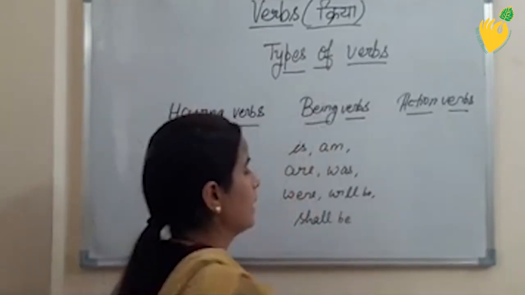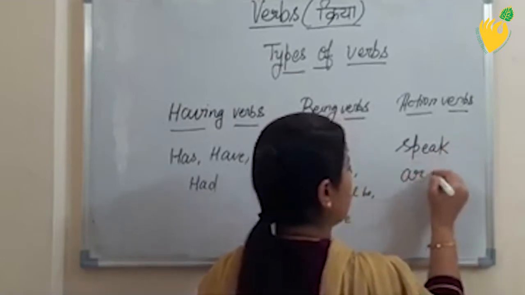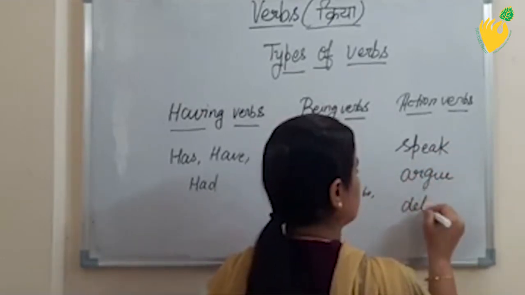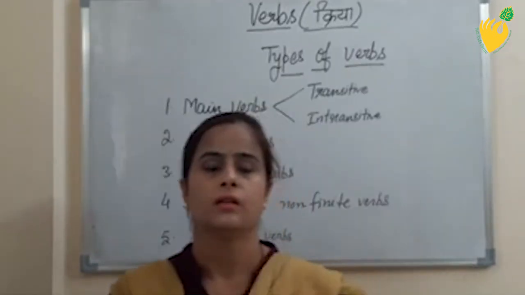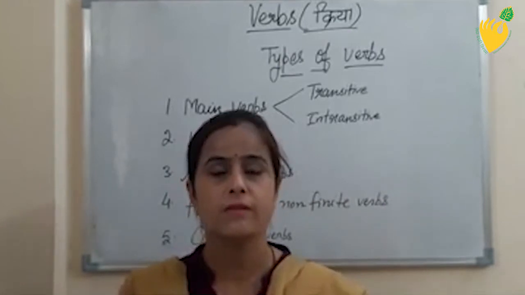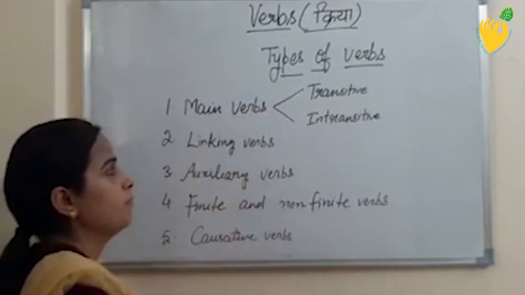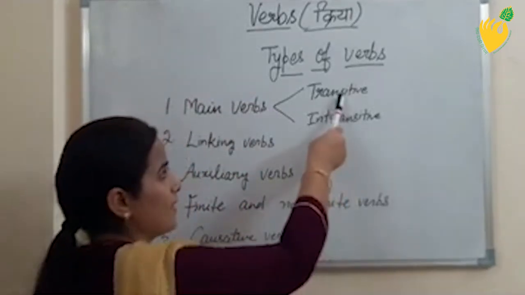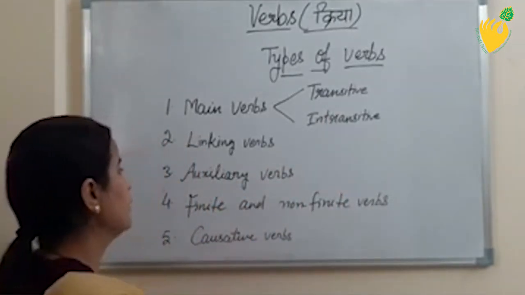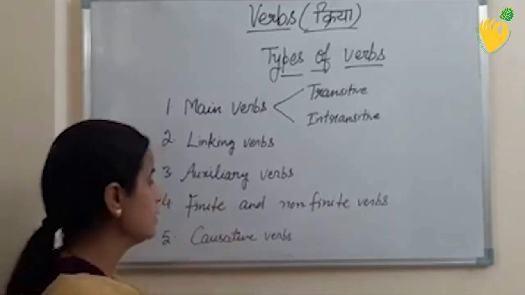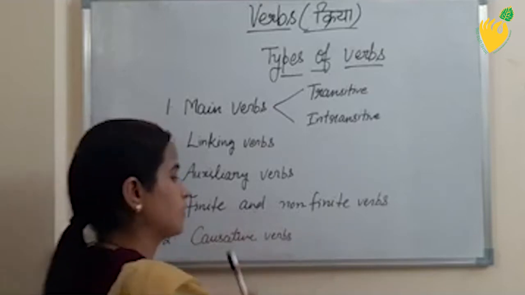Next is action verbs. Action verbs such as speak, argue, deliver. These action verbs are used to show action. Now, on the basis of function, we are having five types of verbs. First is main verbs, and there are two types of main verbs: transitive and intransitive. Next is linking verbs. Third one is auxiliary verbs. Fourth one is finite and non-finite verbs. And the last one is causative verbs.